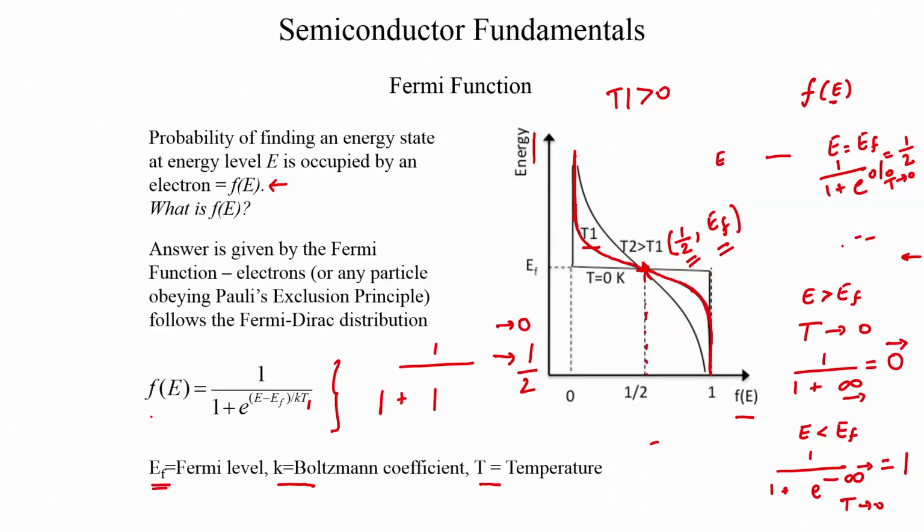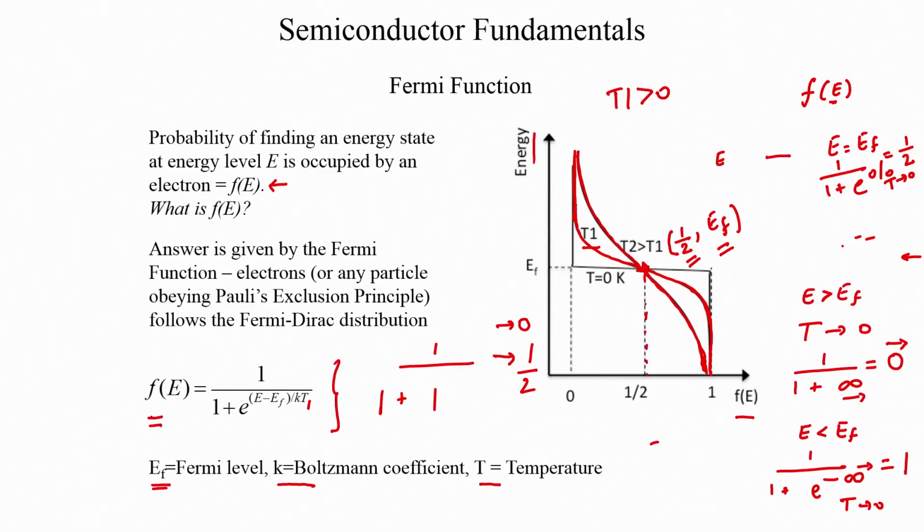So, at temperature T2, the function deviates further. It moves further away from the T equal to 0 condition, and it begins to smoothen out. You will see that the occupancy probability above EF begins to increase, and the probability of non occupancy below EF also begins to increase. So, that is the nature of f of E, and this nature is very important.